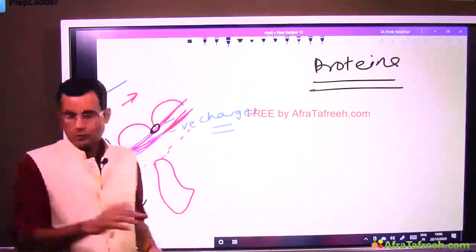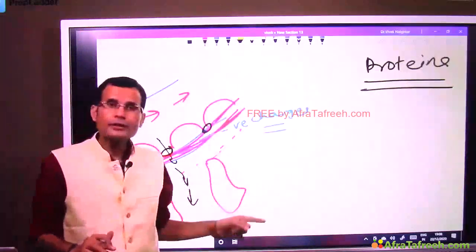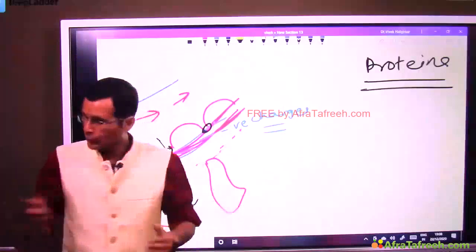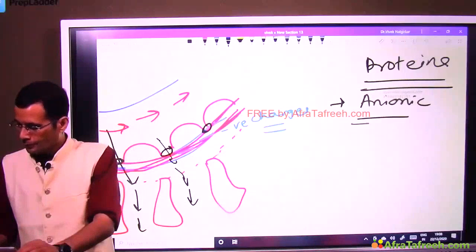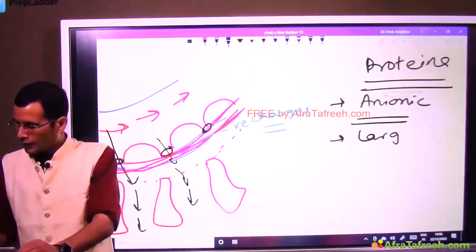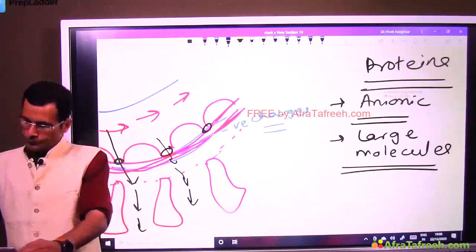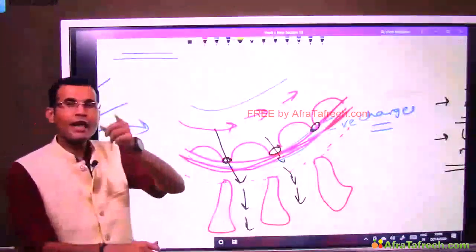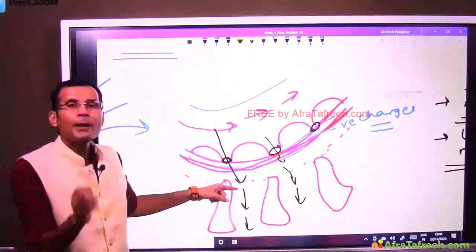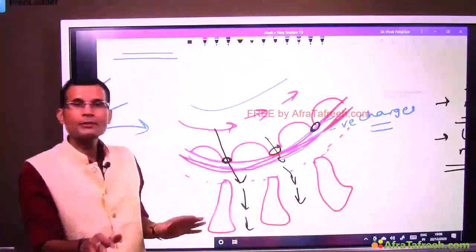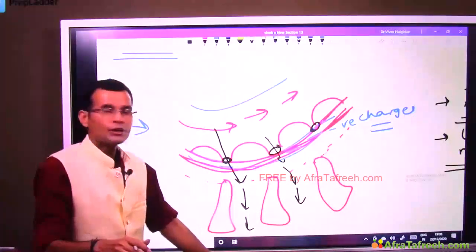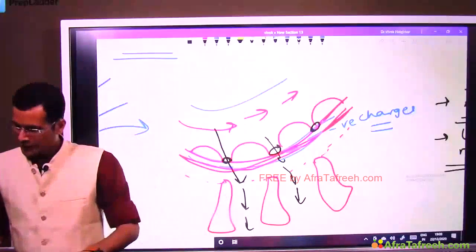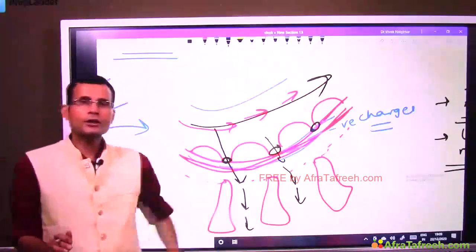And therefore, proteins, why don't they get filtered is because of two reasons. One is proteins are anionic and proteins are large molecules, macromolecules. So remember, because they are anionic, they will be repelled by those negative charges on the basement membrane. So they will not be attracted, they will not be pulled for filtration. They will be repelled and they will go in the efferent arteriole.